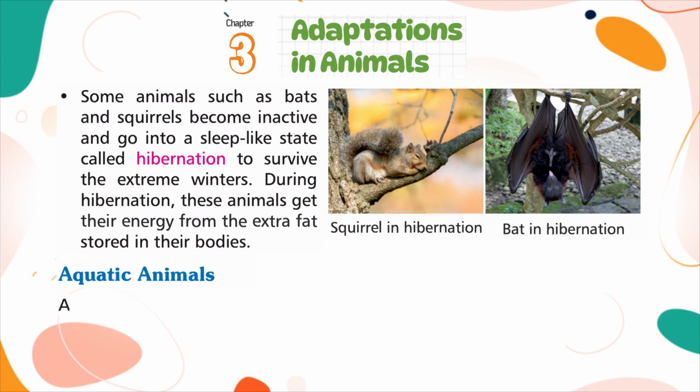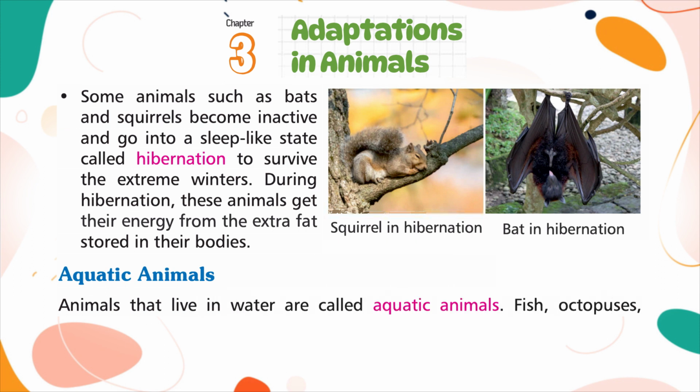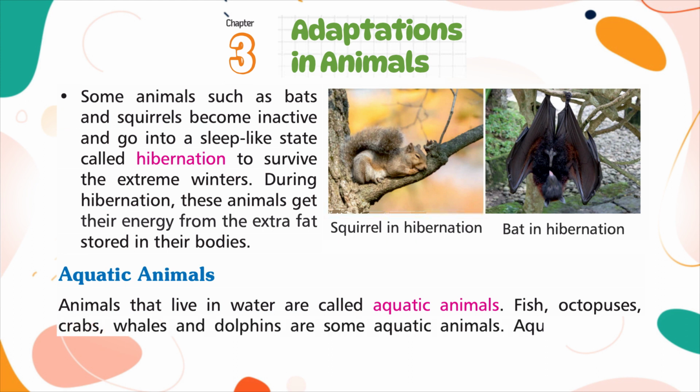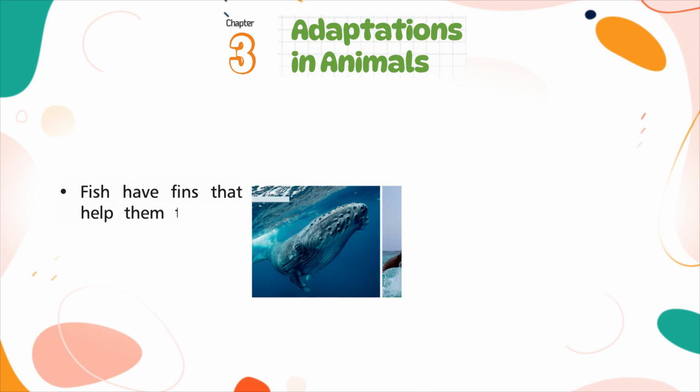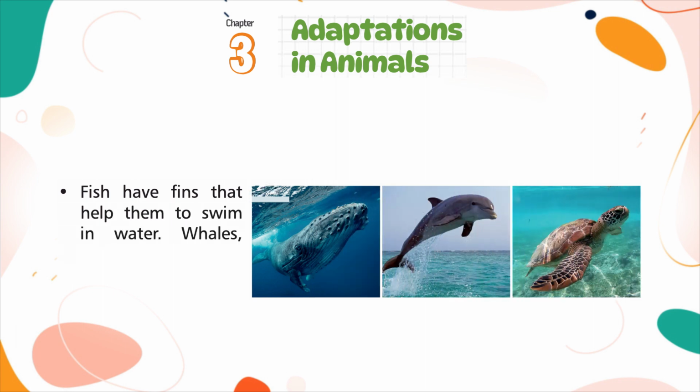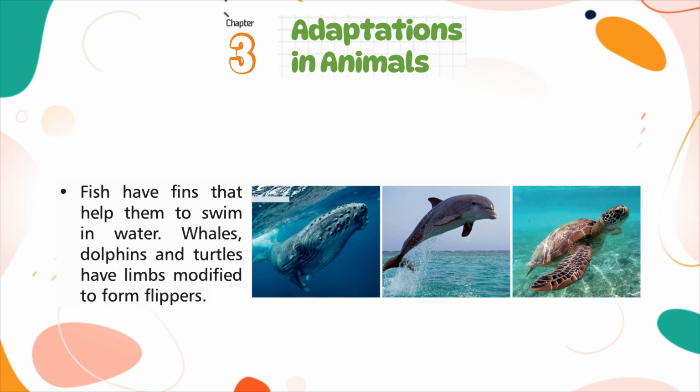Aquatic animals. Animals that live in water are called aquatic animals. Fish, octopuses, crabs, whales, and dolphins are some aquatic animals. Aquatic animals have the following adaptations. Fish have fins that help them to swim in water. Whales, dolphins, and turtles have limbs modified to form flippers.